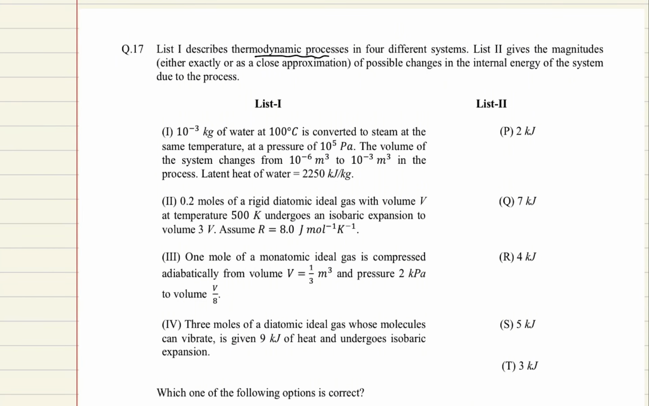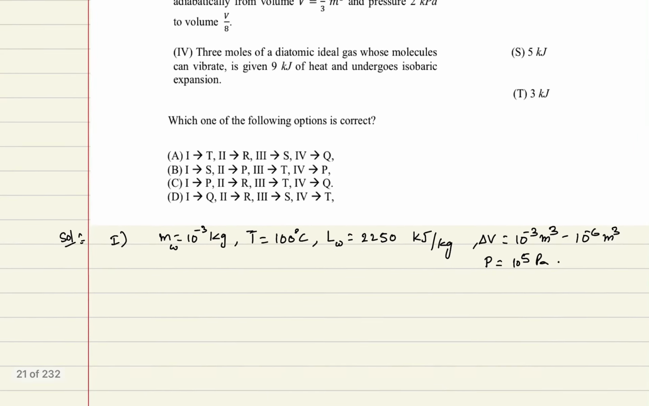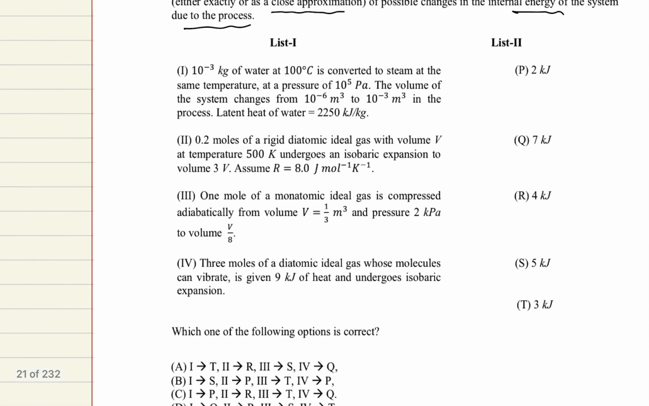Hello everyone, now we will do question number 17. List 1 describes the thermodynamic process in 4 different systems. List 2 gives the magnitude, either exactly or a close approximation, of possible changes in the internal energy of the system due to the process. I have taken the data separately.